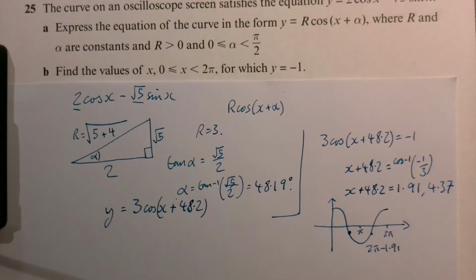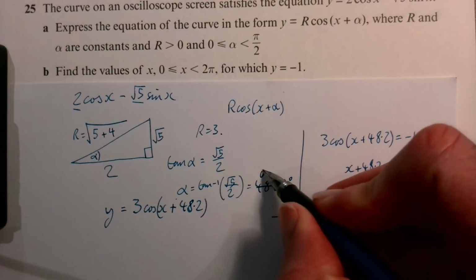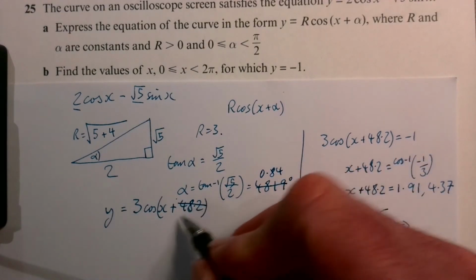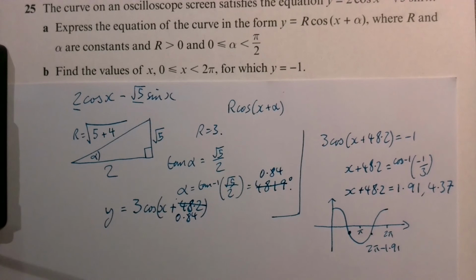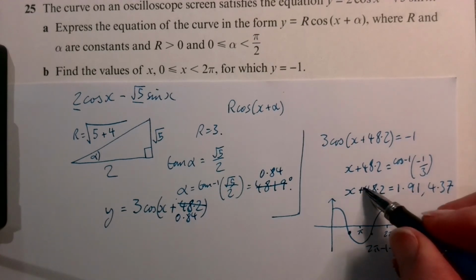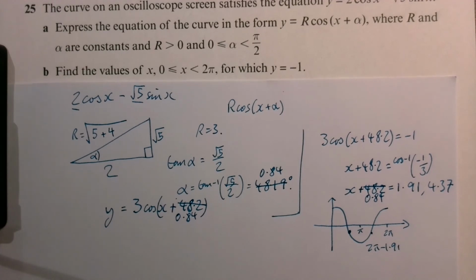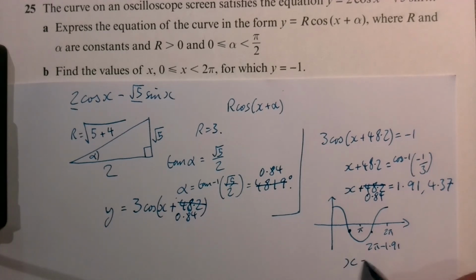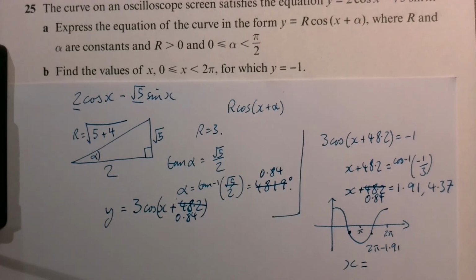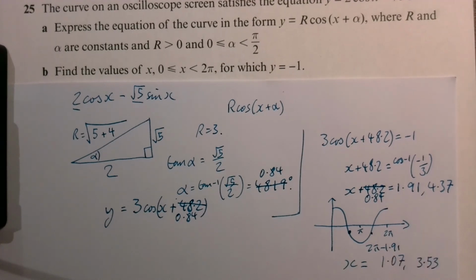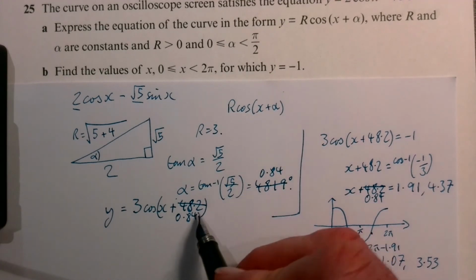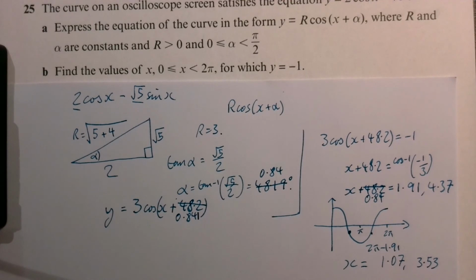0.841, so it should be 0.84 there, 0.84 there, so that means that's plus 0.84, and then I'm going to be taking 0.84 from both of those to give me x being 1.07, 3.53, and strictly speaking I should have had a 1 in there at that point because to 3 significant figures, but all good.